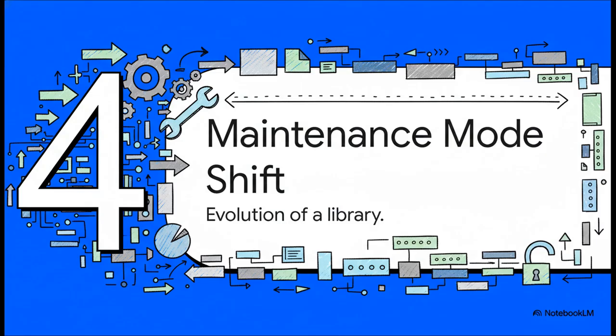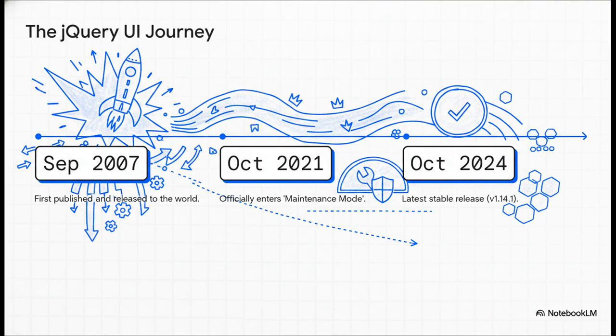But of course, in the world of technology, nothing stays on top forever. And that brings us to the next chapter in this library story, its shift into what the developers call maintenance mode. So you can see the whole journey laid out here. It launched way back in 2007 and had an incredible run for 14 years. Then in 2021, the team made it official. jQuery UI was shifting into maintenance mode, a new phase that continues today with its latest stable release.